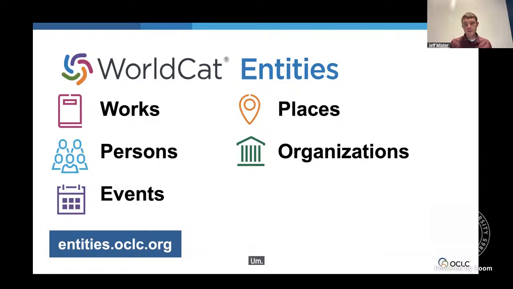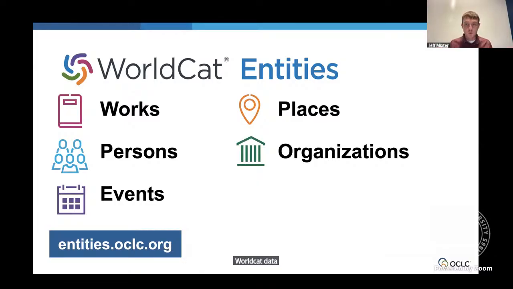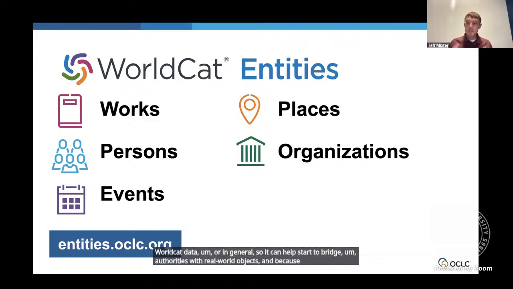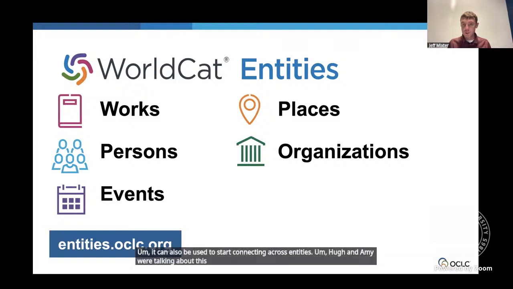The way we've been looking at this data is that it forms a connective hub across WorldCat data. It can help bridge authorities with real world objects. And because WorldCat entities is a knowledge graph, it can also be used to start connecting across entities. Hugh and Amy were talking about this in that presentation earlier today, being able to visualize and navigate the graph for interesting knowledge exploration.